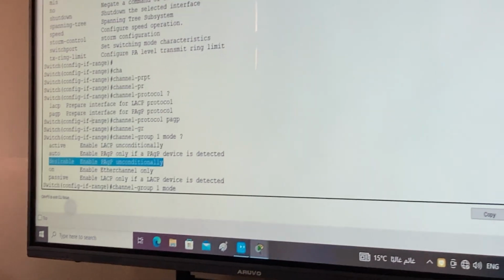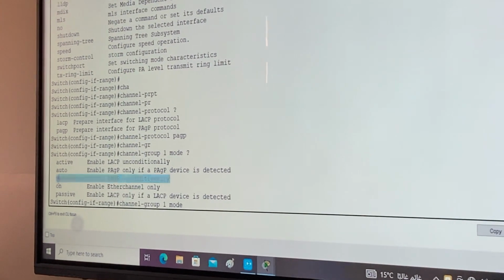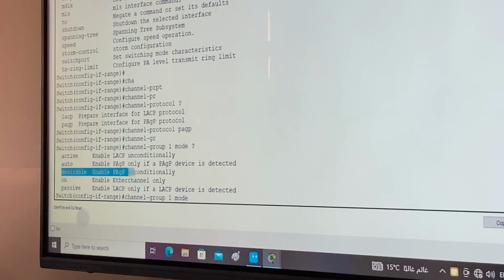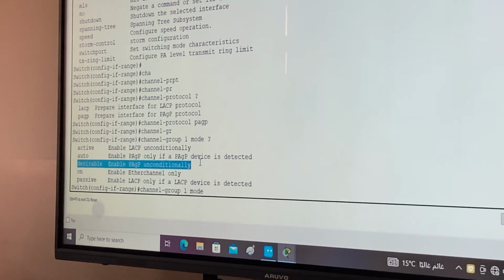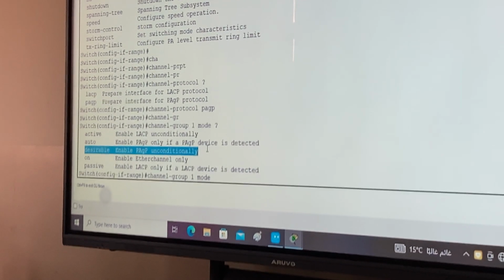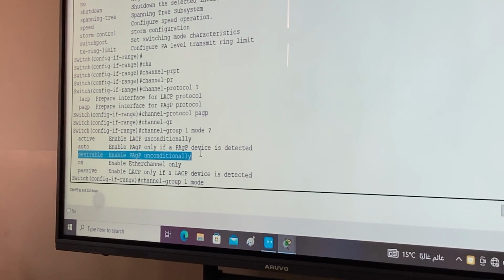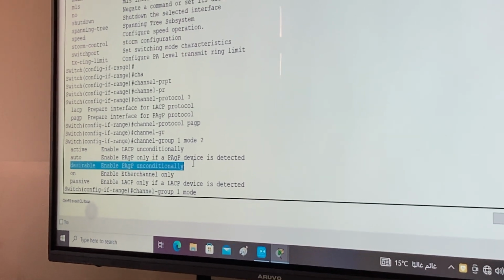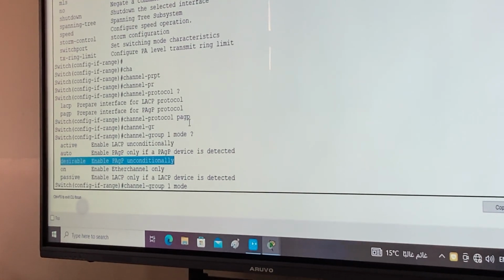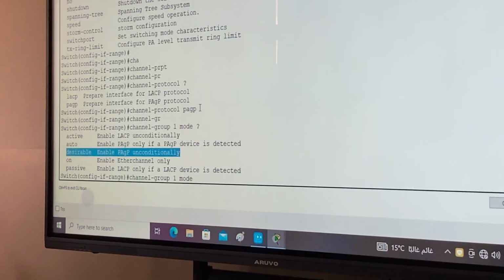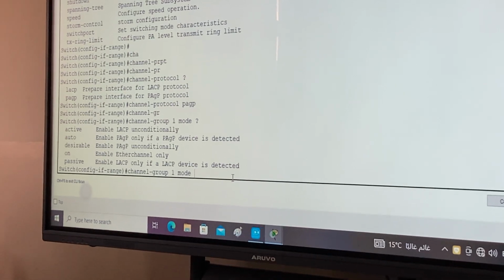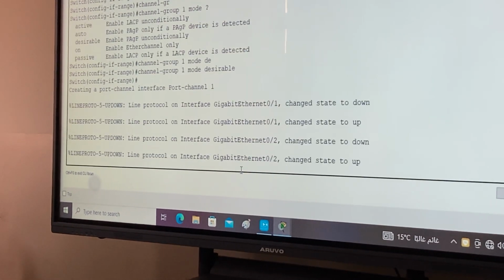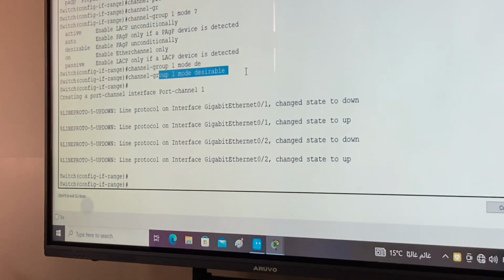So there are 5 types of modes. One of them is called desirable. Desirable enables PAgP unconditionally, meaning if you enable desirable, any switch that has the PAgP protocol will start working. And because we already established the PAgP protocol, it starts working. So mode desirable. So now the cable is desirable.